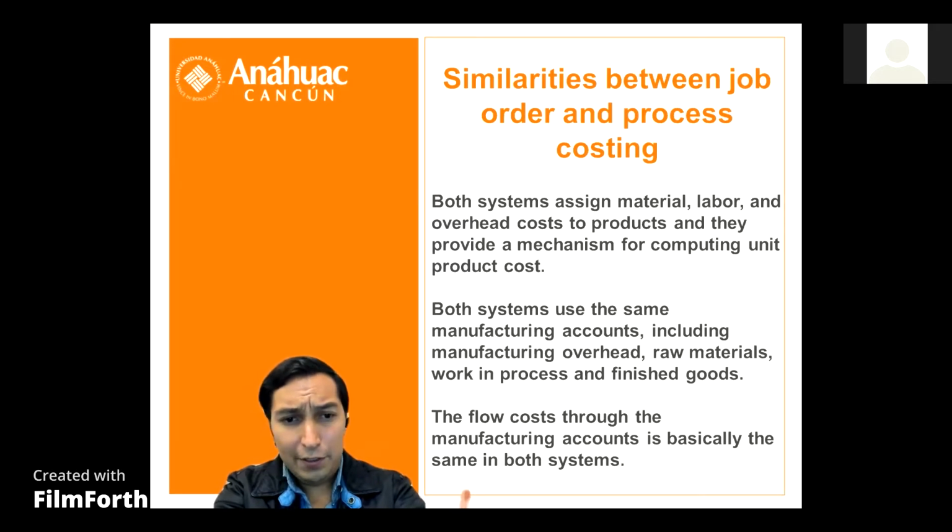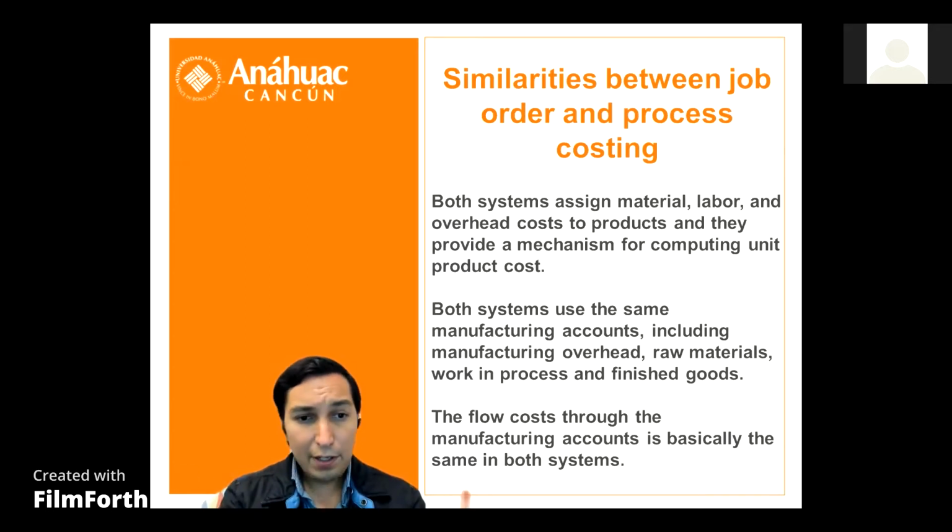That's what we're going to learn in chapter 4, process costing, which you can see in the slide. First, there are plenty of similarities between job order and process costing. Both systems are going to assign material, labor, and overhead costs to products, and they give us a mechanism to compute the unit product cost.